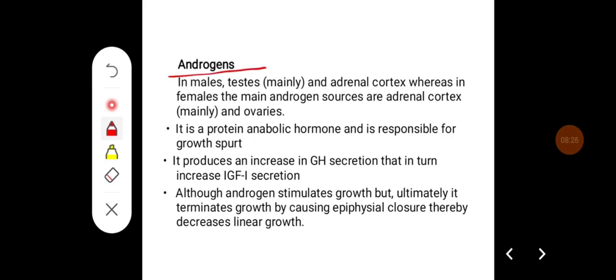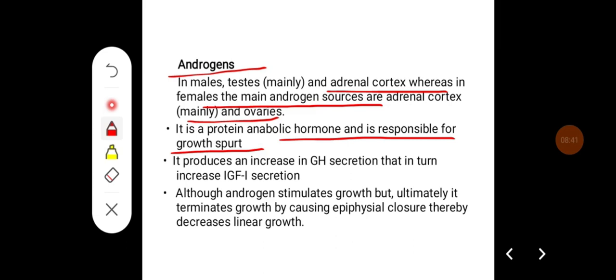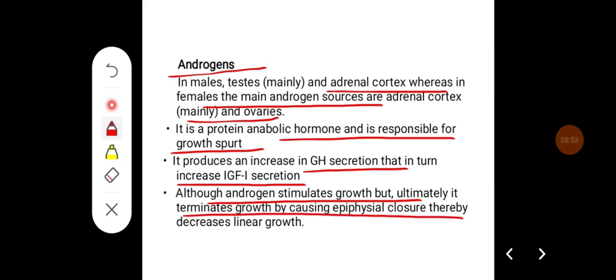Androgens in males come mainly from the testis and adrenal cortex, whereas in females the androgen sources are the adrenal cortex and ovaries. It is a protein anabolic hormone and it is responsible for the growth spurt. Androgen produces an increase in growth hormone secretion that in turn increases insulin-like growth factor 1 secretion. Although androgen stimulates growth, ultimately it terminates growth by causing epiphyseal closure, thereby decreasing linear growth.